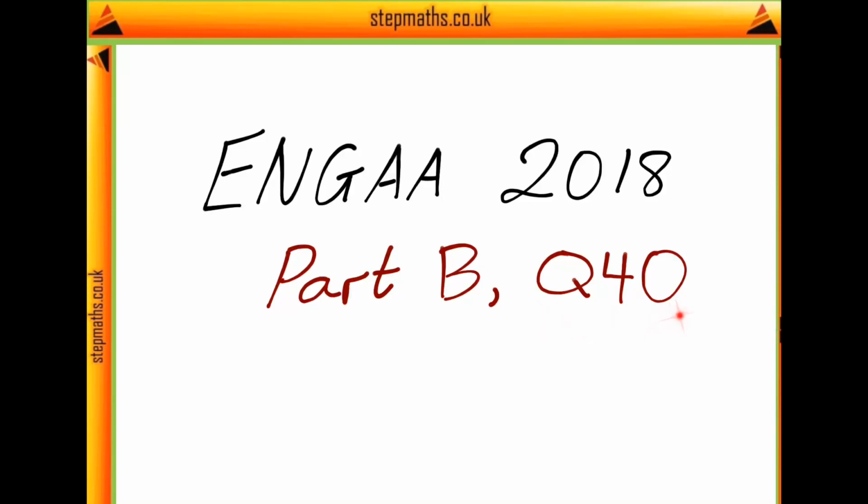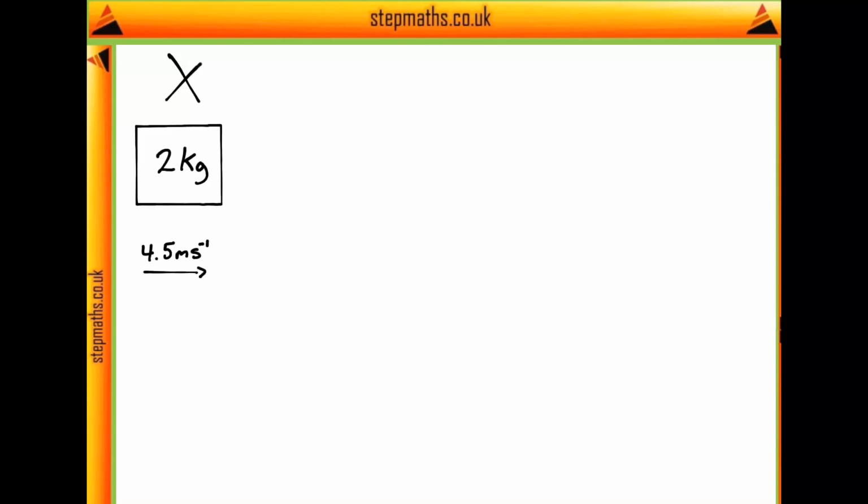Here we're going to look at question 40 of the ENGAA 2018 paper. In this question we're told we have an object of mass 2 kilograms, labelled x, travelling at an initial speed of 4.5 metres per second. We're then told that a force of 5 newtons is applied in the direction of motion on this mass for 3 seconds.